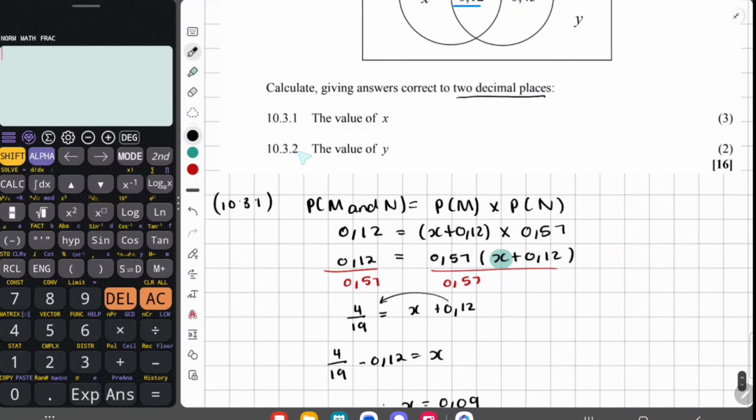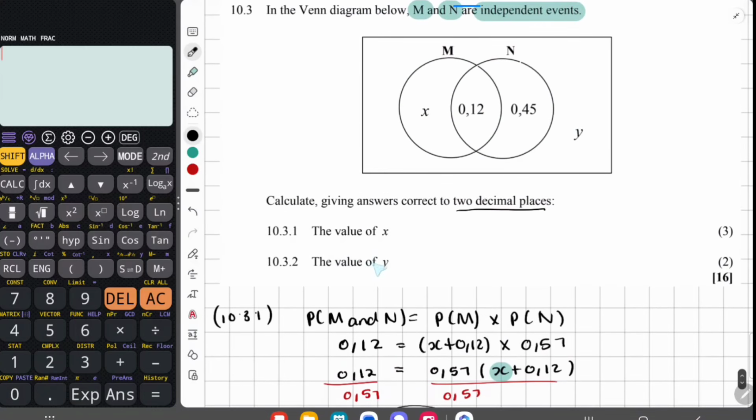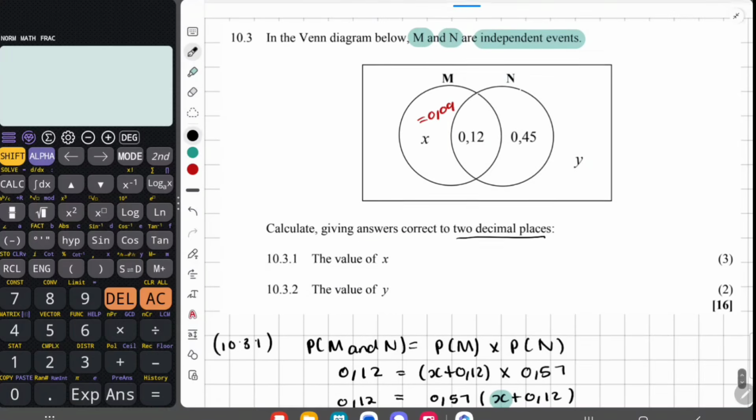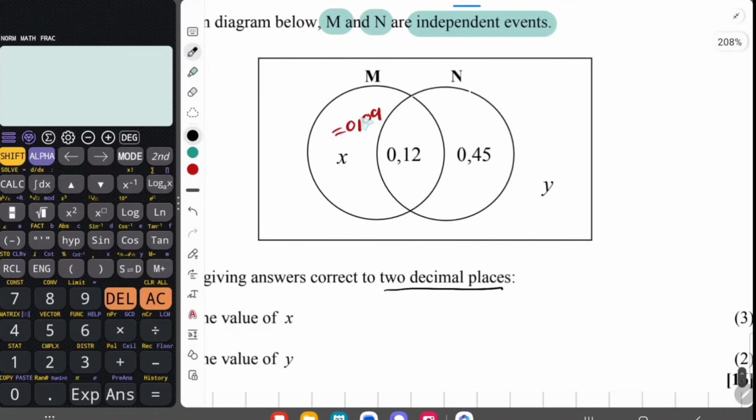Okay, so that is 10.3.1. Then we move on to 10.3.2. Okay, so 10.3.2, the value of y. So we have x, we can put that in. That is the 0.09. The value of y is something you need to know about Venn diagrams. If you take every number as it is as a decimal in the Venn diagram and you add everything up together, it must give you 1. Because remember, when these things are as decimals, it's the same as them being in as a fraction. So these are really just the probabilities of each event.